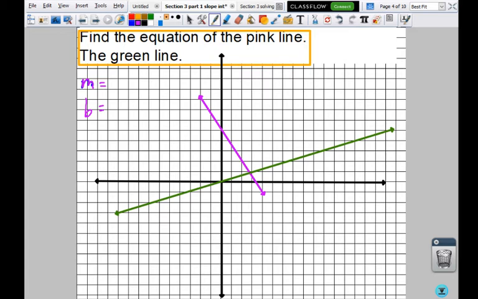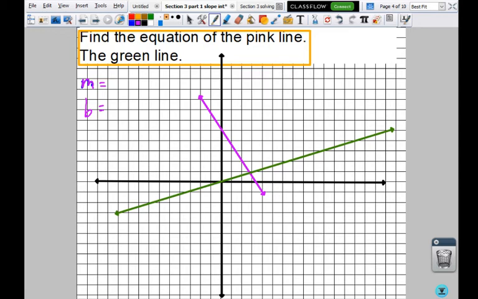So we got one point, right? We need another point. We'll see where the line goes.